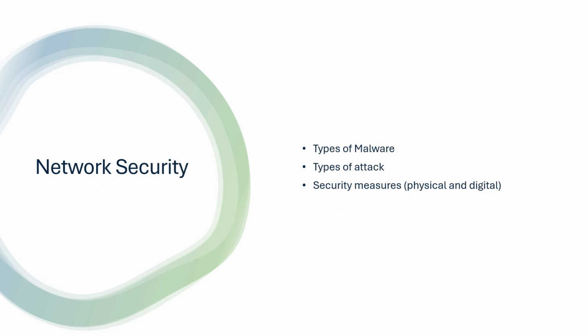Network security, you have types of malware, you have types of attack, and you have your security measures. You have physical and digital. So that is like changing your password often, making sure you're not having a simple password like password, but also that physical security measures like locking doors, locking windows, etc.